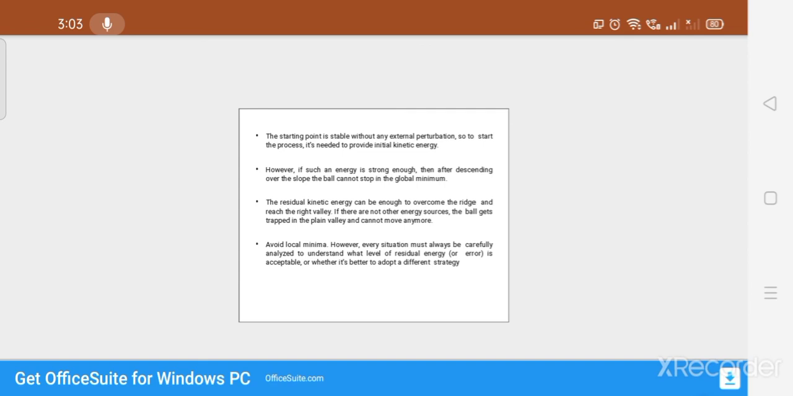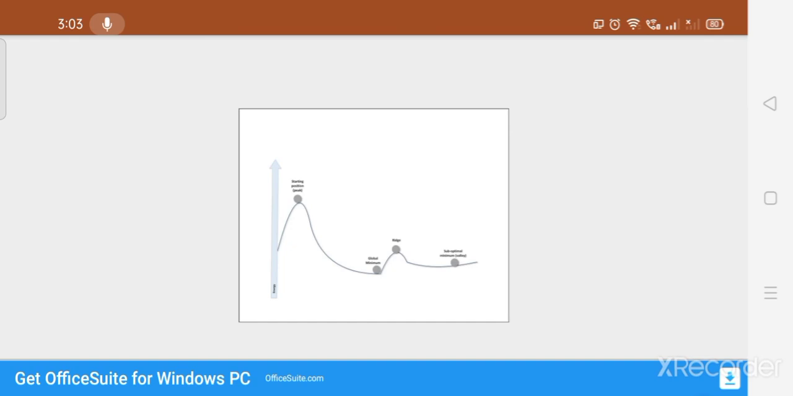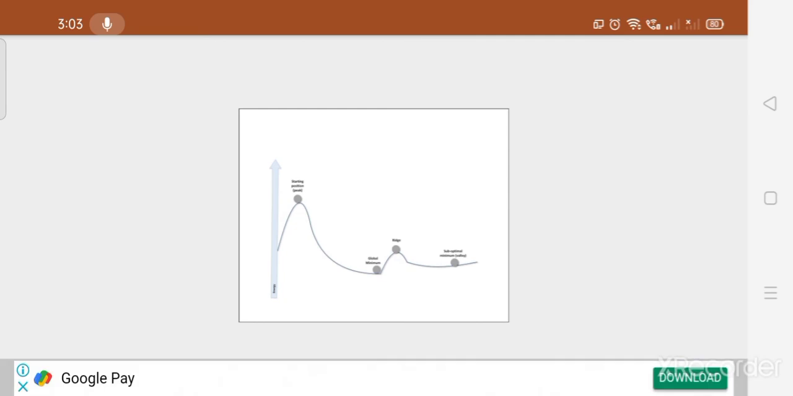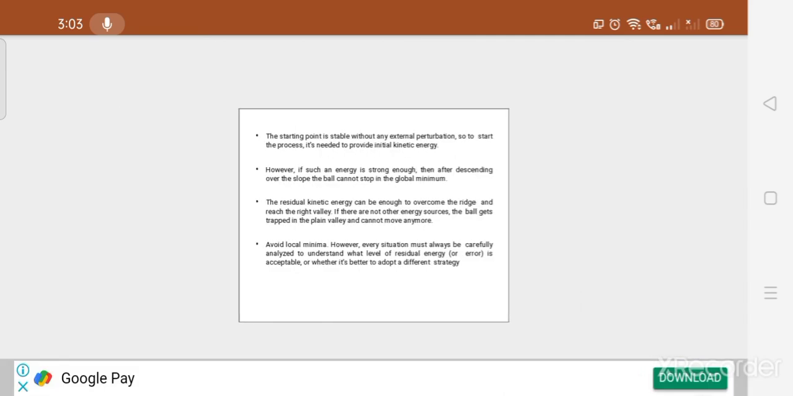Avoid local minima. What is the meaning of this here? From this high point, we start the ball with high kinetic energy, and when we throw it, if no other energy is present in between, then it will cross this ridge easily and reach the final valley, right? But if some energy is there in between, then it cannot cross this ridge. Clear? So avoid the local minima.